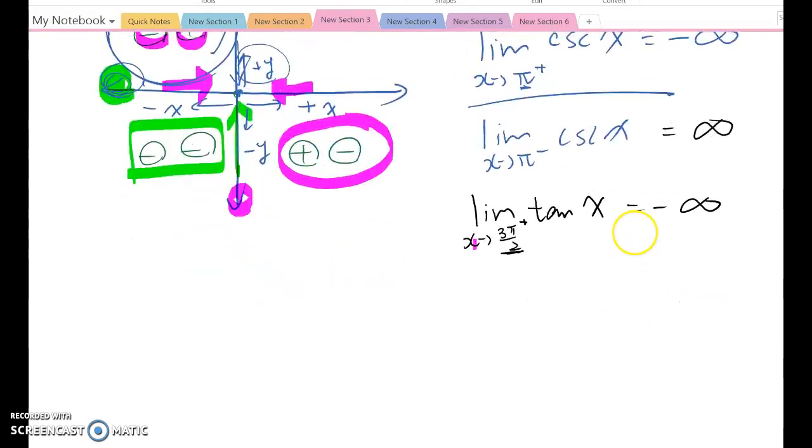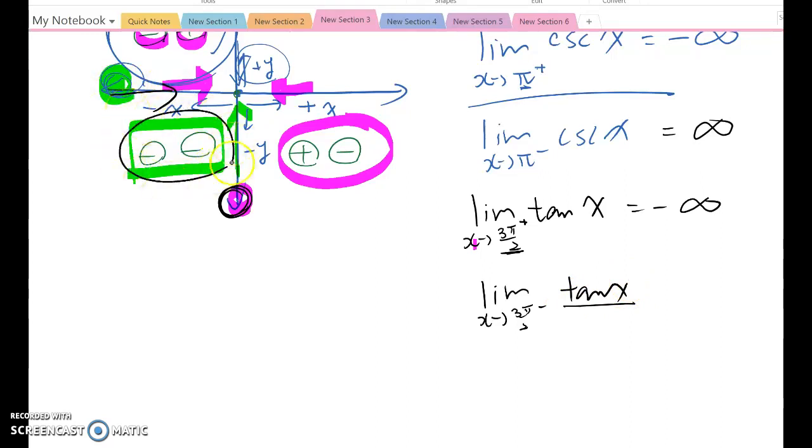But if the question was limit x moves to 3 pi over 2 from the negative side of tangent x here, then still 3 pi over 2 is located right here, and tangent is based on cosine and from the negative side, which means this direction, right? Then now it indicates here. Minus over minus becomes positive infinity. So you can determine one-sided limits using the quadrant signs.